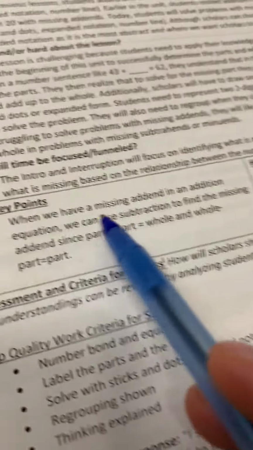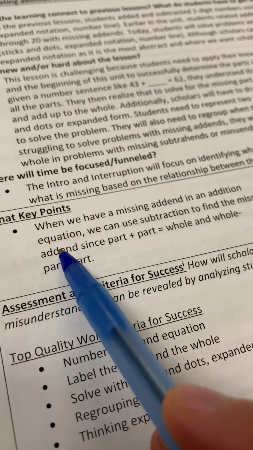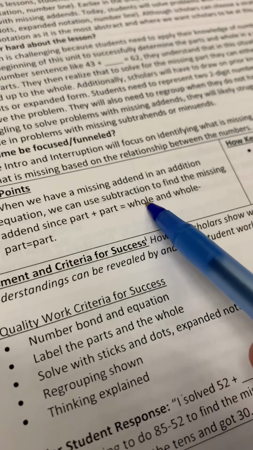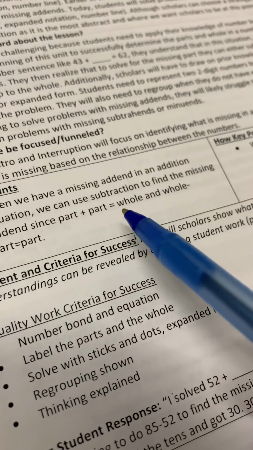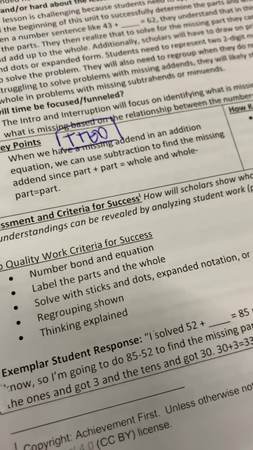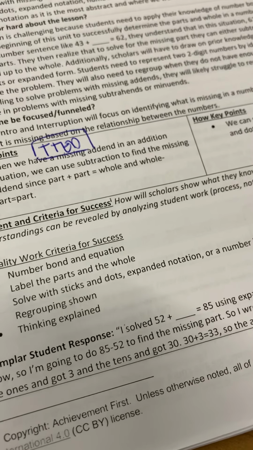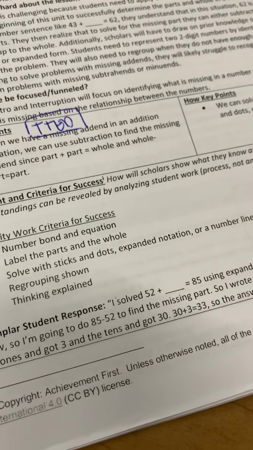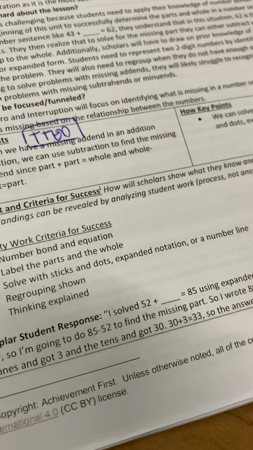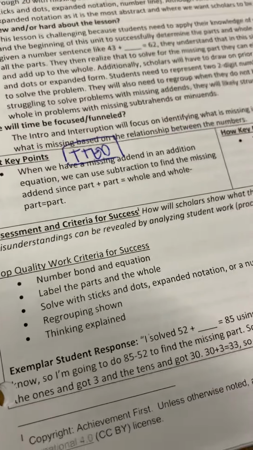So today, when I have a missing addend in an addition equation, I can use subtraction to find the missing addend because part plus part equals whole, and whole minus part equals part. This is actually the TTED because it is an actual conceptual skill: when I know a part and I know a part, I combine the parts to make a whole. But when I'm missing a part, I can use my whole minus my part to find my part. I'm not going to rewrite this because it's a waste of my time.